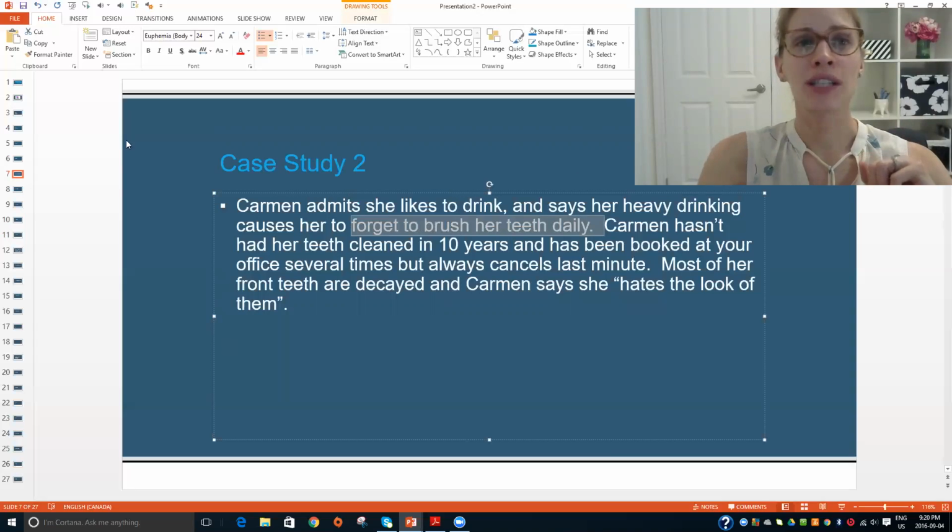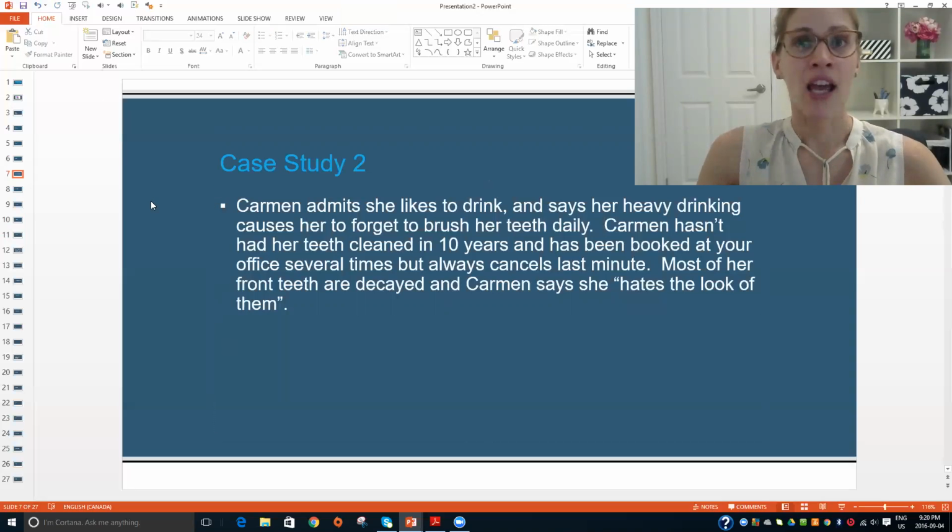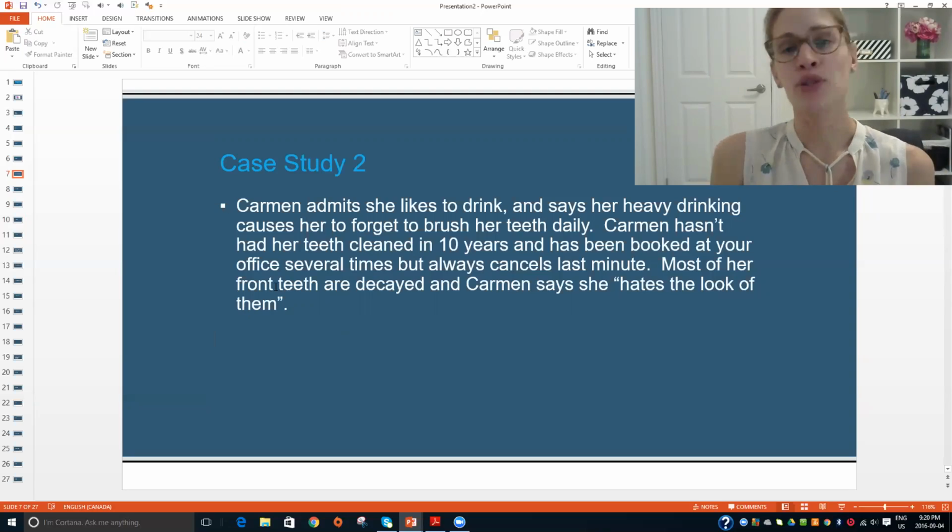And you could even put a spin on that and say, your teeth have cavities because you're not brushing daily. Let's say you wanted to fix her chief complaint first about her hating the look of them. Well, she hates the look of them because she has cavities in her teeth. How would you fix that? She needs a filling or two or more. How did those cavities happen? Because she doesn't brush her teeth every day.